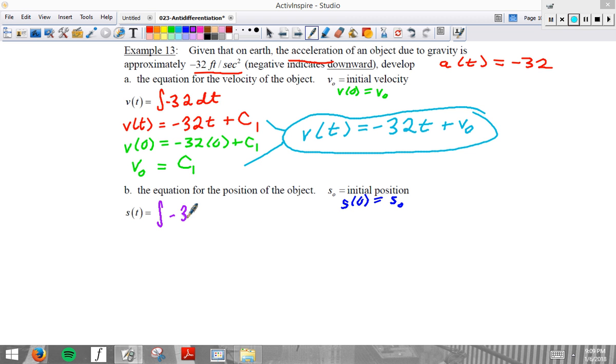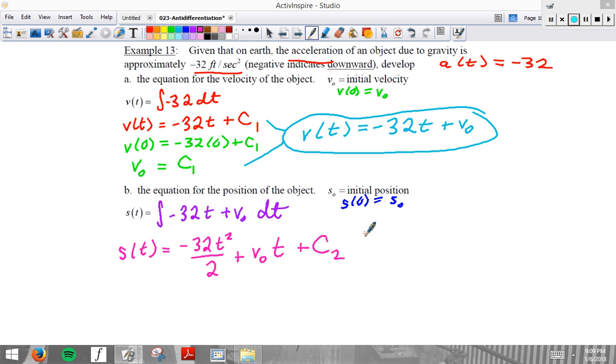So this is negative 32t. I'm going to anti-differentiate velocity because velocity is the derivative of position. So position is the antiderivative of velocity. So S of t equals negative 32 t squared divided by 2 plus v naught times t plus some other constant. We use the initial condition.